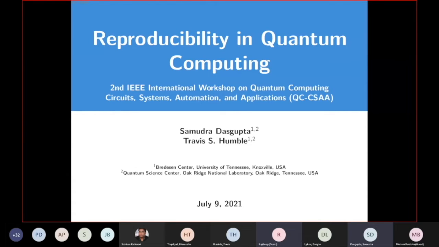A little bit about myself. I'm a PhD student at the University of Tennessee, working under the guidance of Dr. Travis Humble at Oak Ridge National Lab. I wish to speak today on the topic of reproducibility in quantum computing, which I think is a critical topic, in my view, for the systematic advancement of this field.